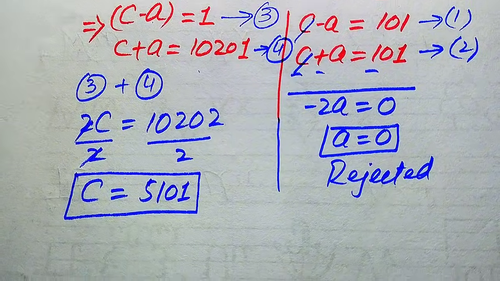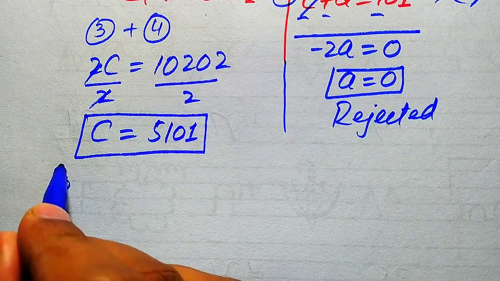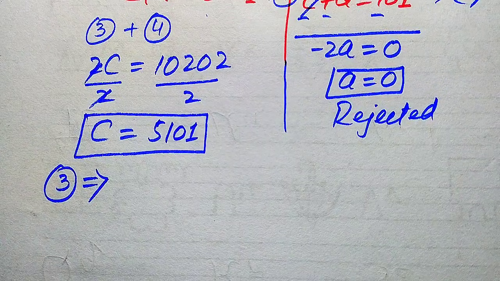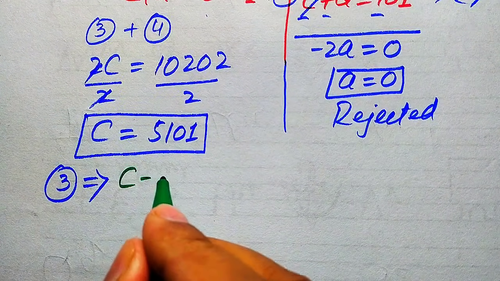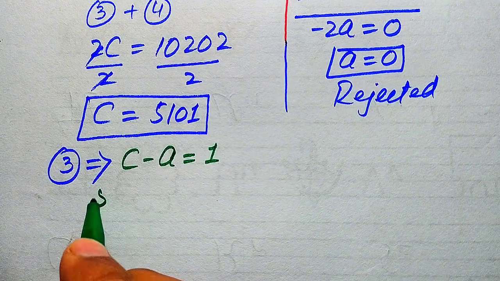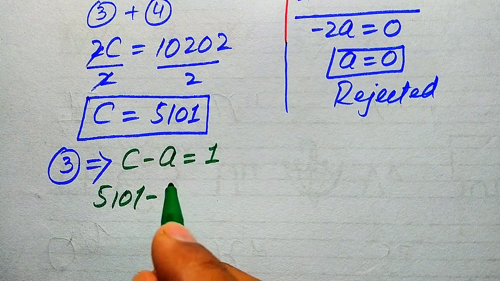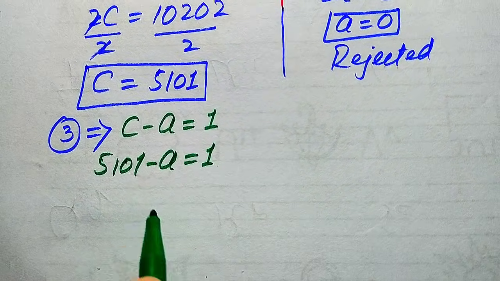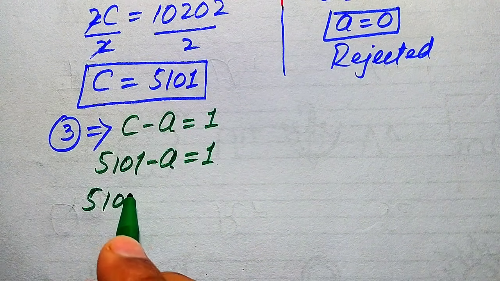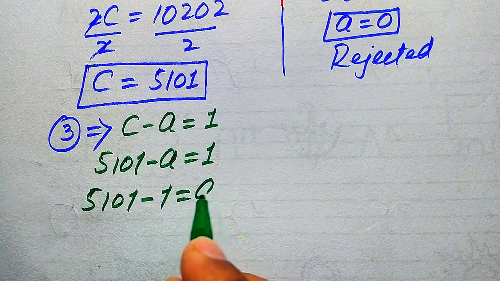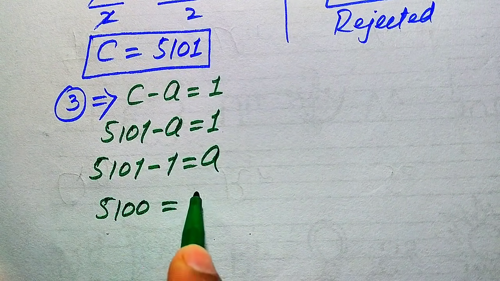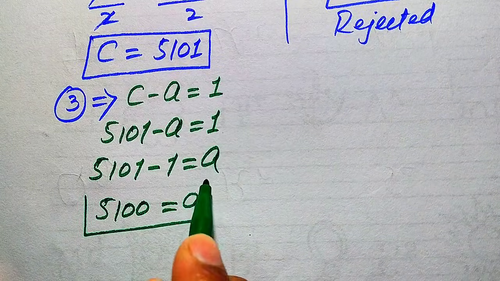And now here we need to put this value of c in equation number 3. So first we copy down equation number 3. It is c minus a equals 1, and the value of c is 5,101, so 5,101 minus a equals 1. So here we move a to the right hand side and 1 to the left hand side, and it will be written in this form. So from here we get 100 equals a. So this is the value of a.